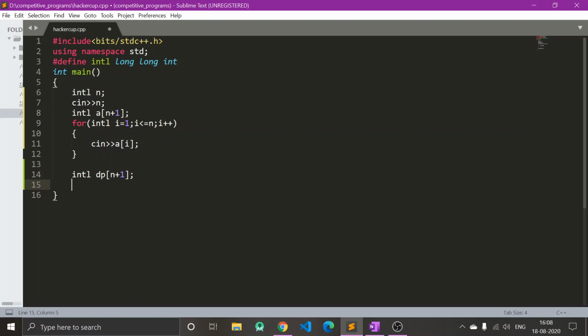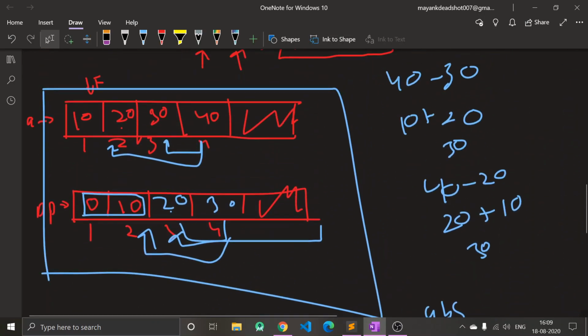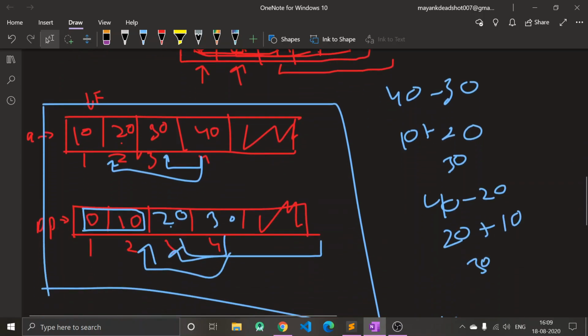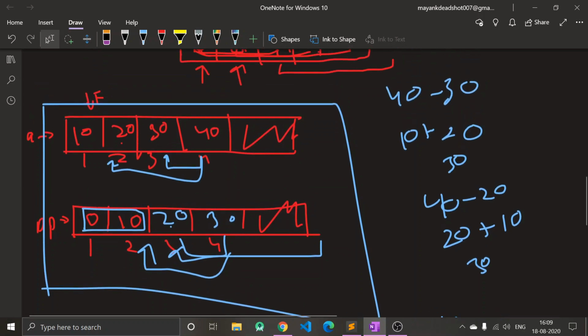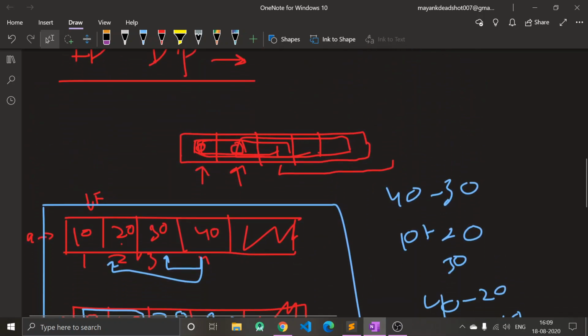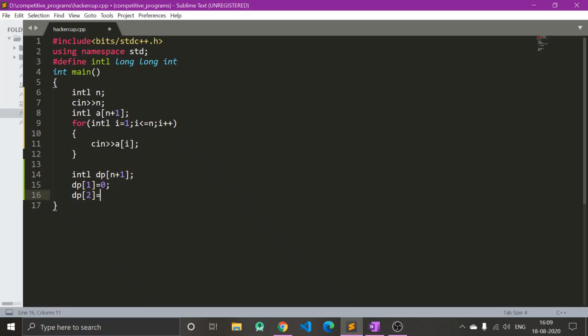Now first of all, what we have concluded here is that dp of 0 is always 0, and dp of 1 is always 0. Then dp of 2 is what? dp of 2 is the abs of the first two values, so abs of a of i minus a of i minus 1. Yeah, this is the second value.